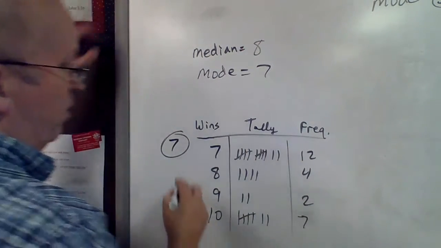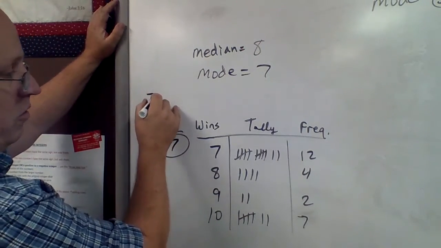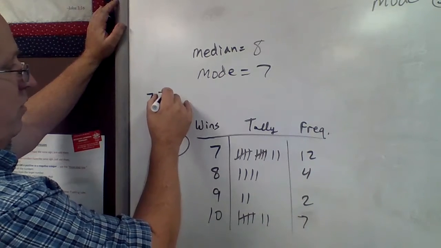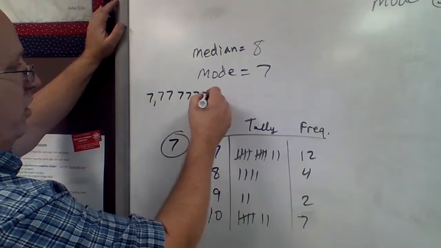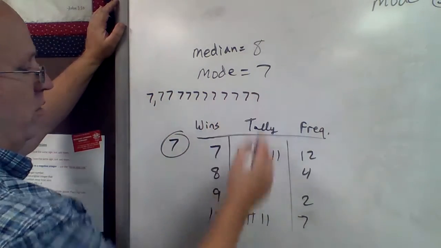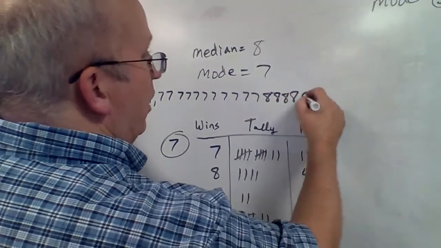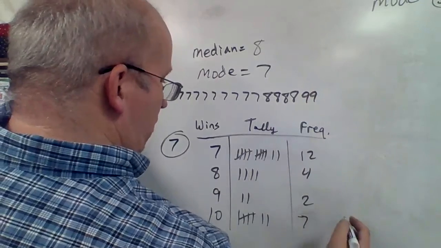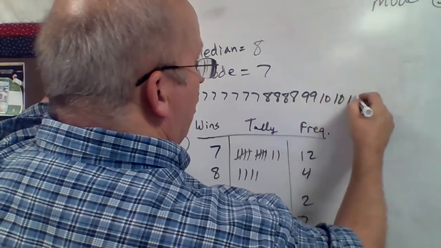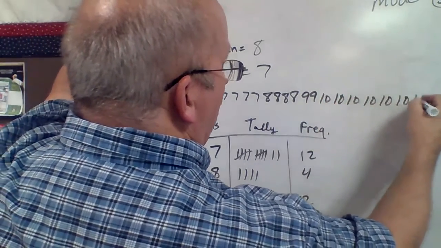Now, we could also write them out. We could write them out like this. 7, 7, how many 7s? I need 12. 4, 5, 6, 7, 8, 9, 10, 11, 12. And then we could write 4 8s. And then we could write 2 9s. And we could write 7 10s. Right?